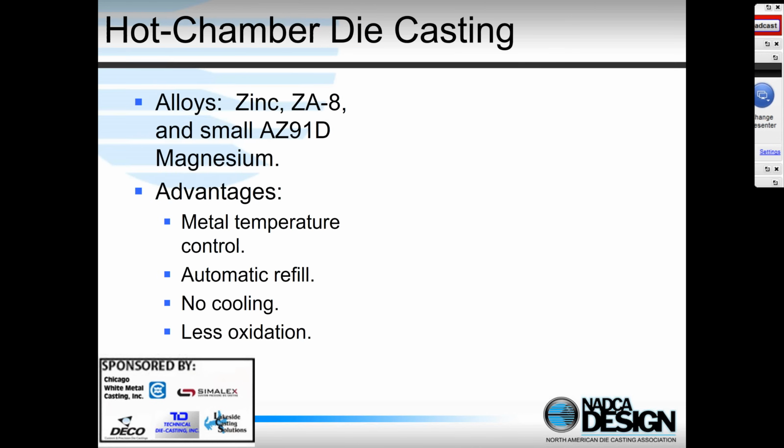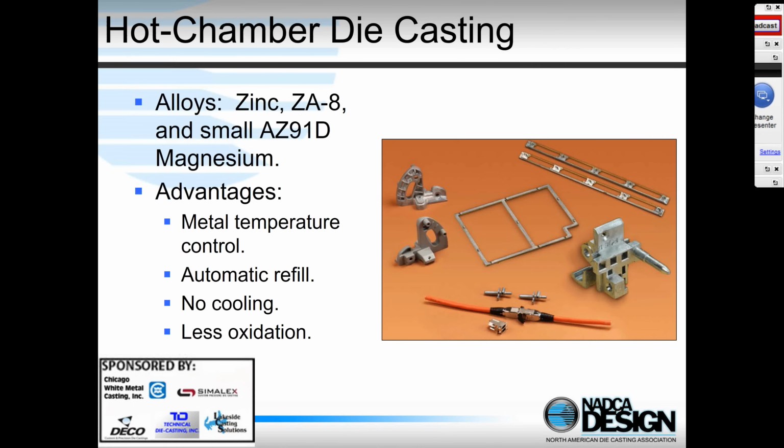Okay, so let's move on to the other process. What are the advantages of the hot chamber die casting process? Well, certainly the alloys we just talked about. We can produce most zinc alloys, such as the Zamac alloys, and we can also produce ZA8. ZA8, as we now know, has 8% aluminum in it, and that's a low enough aluminum concentration that it doesn't cause a problem with dissolution of the gooseneck, the ferrous-based injection system. And smaller magnesium castings are also produced using the hot chamber process.